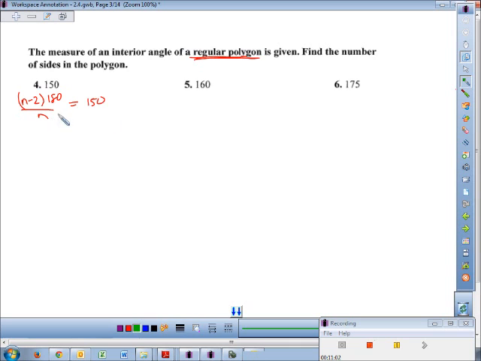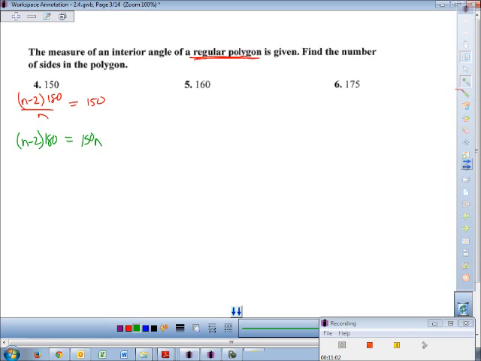So let's get rid of that by multiplying both sides by n. And what would happen is we'd get n minus 2 times 180 would still be there. What would be on the right side if we multiplied both sides by n? 150n. You all cool with what happened there? All I did was get rid of the divide by n by multiplying both sides by n. Cool. Next move.